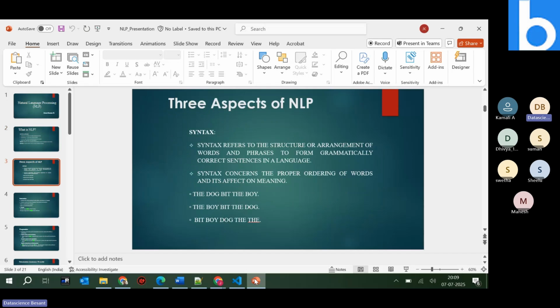There are three aspects of NLP: syntax, semantics, and pragmatics, which are all very important. Syntax means how sequences are arranged in order to carry the context. If we replace some of the words in a sentence, the entire meaning of the sentence changes. The dog bit the boy, the boy bit the dog. Just replacing two tokens or words, the entire meaning is varied. If you see the last sentence, bit boy dog the other, it's not even arranged. We are not able to capture any information out of it. So syntax is very important.